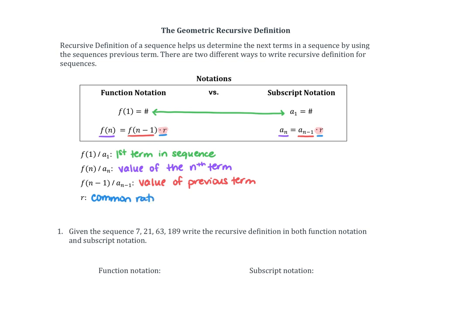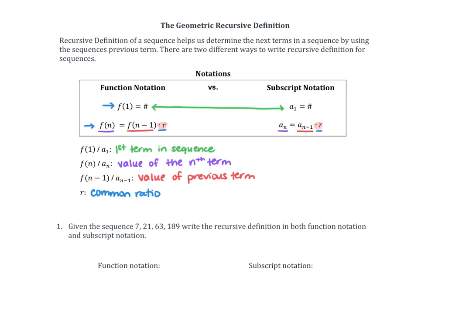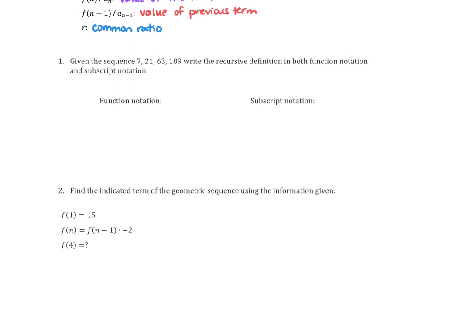Now, if you think about it, this should now make sense. This first part up here is saying the value of my first term is what number. Then this bottom part is saying the value of the next term is equal to the value of the previous term times my ratio. And that should make sense to you. It's just a more difficult way of writing that. All right, so let's look at some problems that are going to involve the recursive definition.